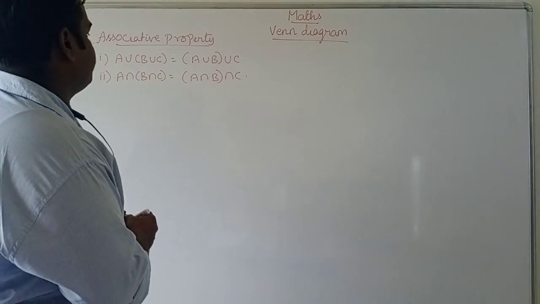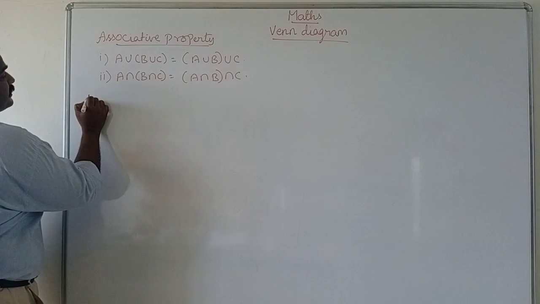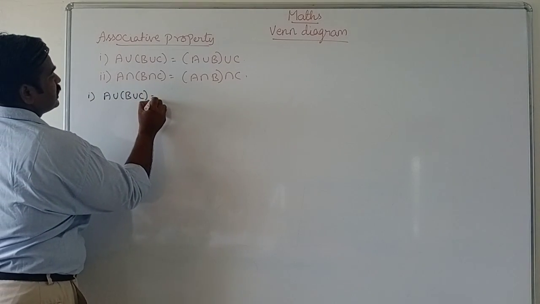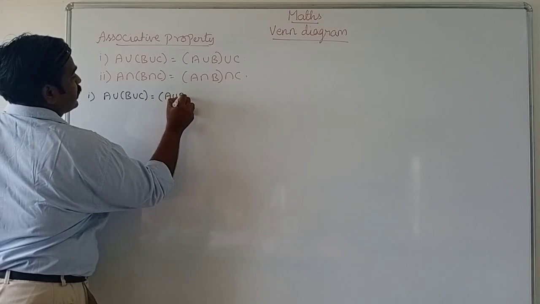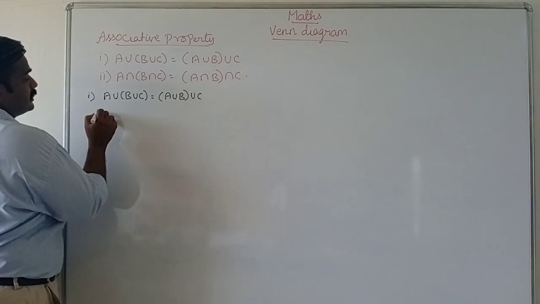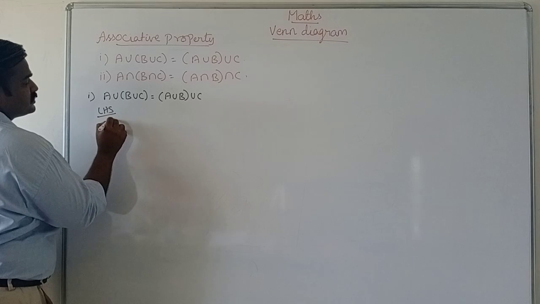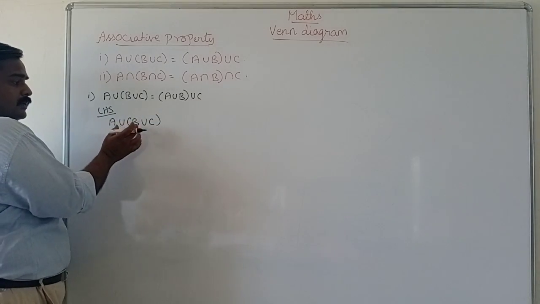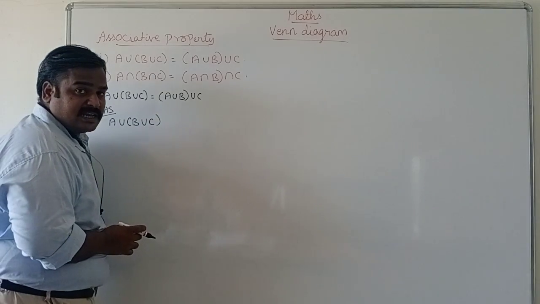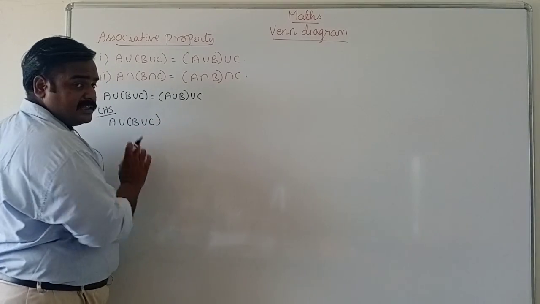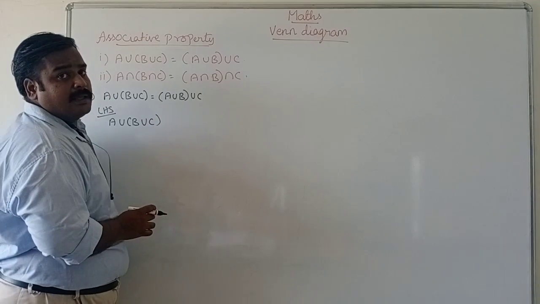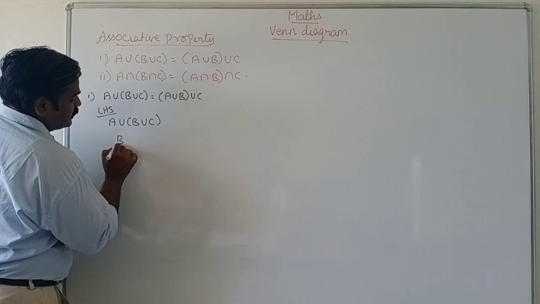Okay, let's draw the diagram for this. First, take the first question: A union (B union C) equal to (A union B) union C. So take this LHS. What is given in the LHS? A union (B union C). Now this B union C is given inside the bracket. So first you can take this B union C. After finding out B union C, you can find out A union (B union C). So what is B union C?